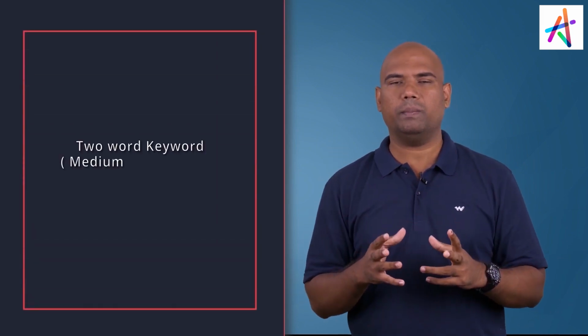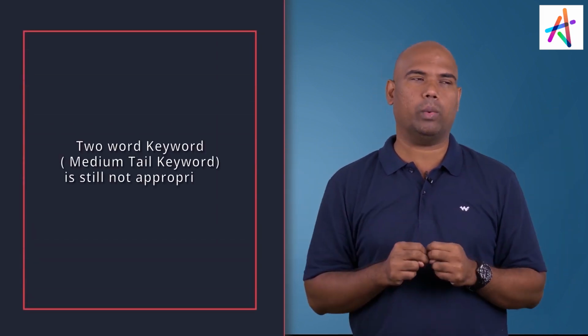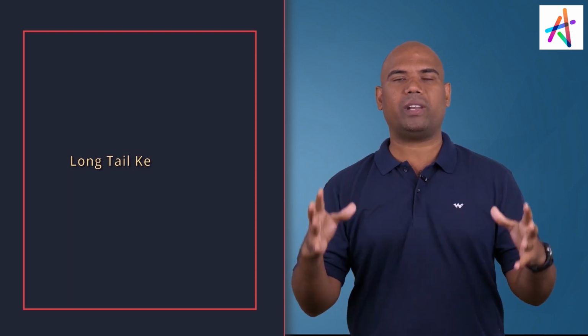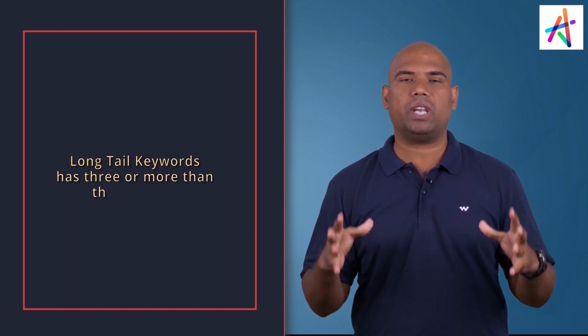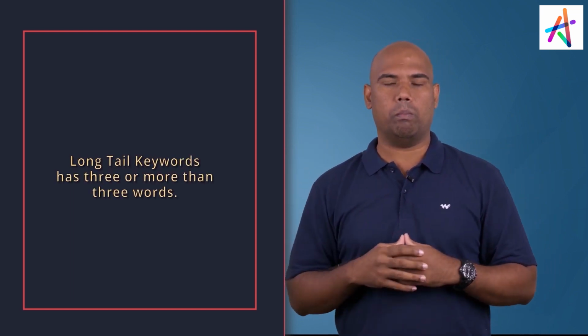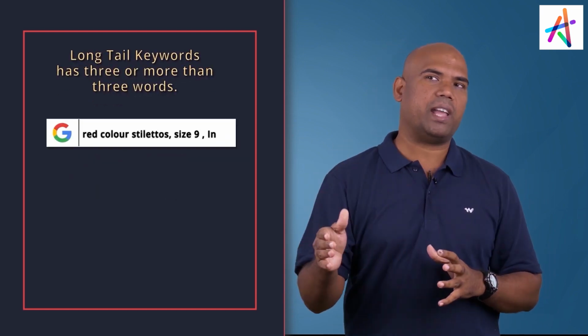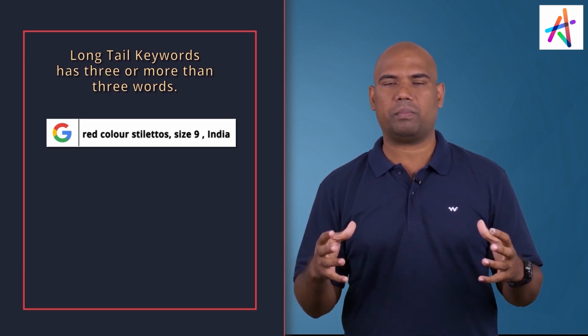Is she looking for pictures, or an actual product? If it's an actual product that she is looking for, what is the size? So the two word keyword, which is called a medium tail keyword, is still not the most appropriate one. Which brings us to the third type, which is long tail keywords, which are three words and more. For example, red color stilettos, size 9, India, something like that.